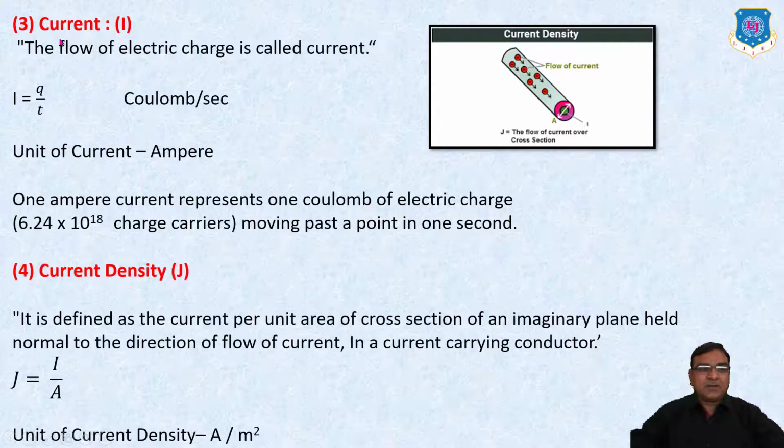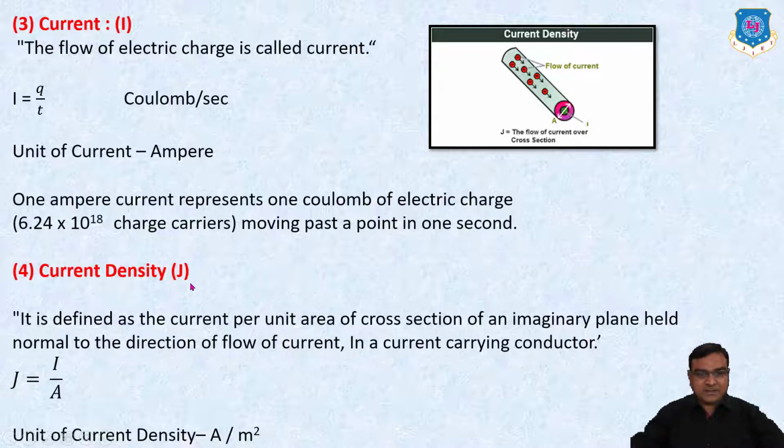Now current: the flow of electric charge is called current. So current, denoted by I, is equal to Q by T, coulombs per second. The unit of current is ampere. One ampere of current represents 1 coulomb of electric charge, that is 6.24 into 10 raised to 18 charge carriers, moving past a point in 1 second.